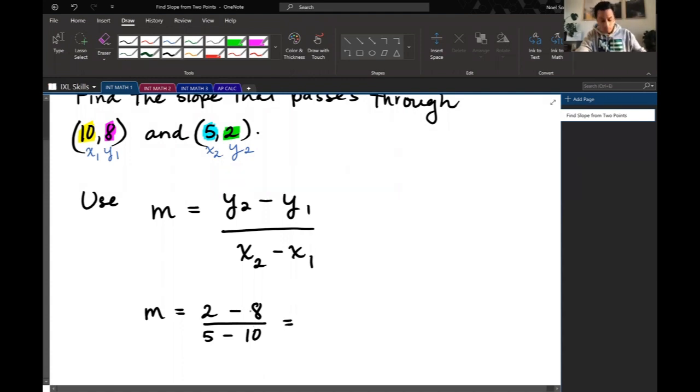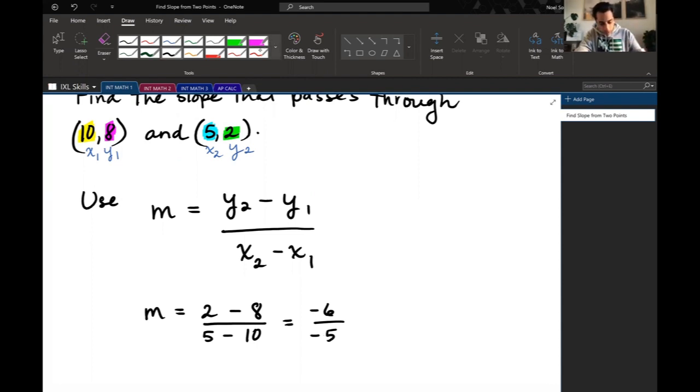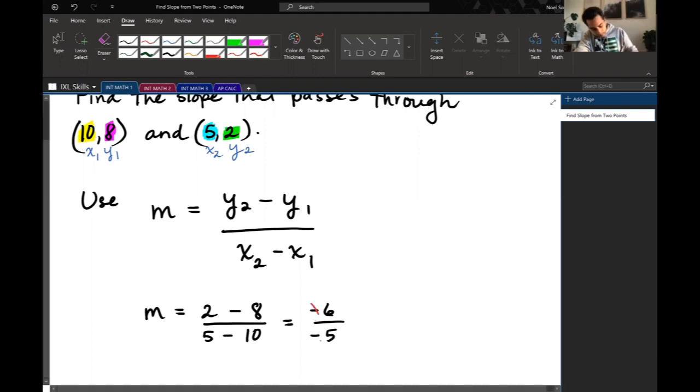So we end up with 2 minus 8. 2 minus 8 would give us negative 6. 5 minus 10 would give us negative 5. Okay, we try to simplify as much as we can. In this case, a negative divided by another negative ends up being a positive, or the negatives cancel out. So what we end up with is just 6 over 5.